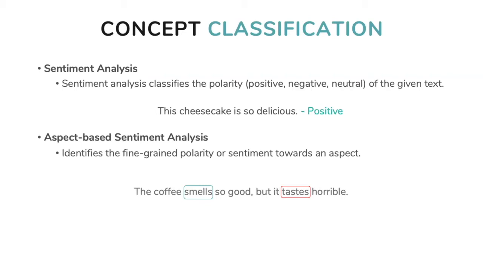On the other hand, aspect-based sentiment analysis is a fine-grained sentiment that allows us to drill down into aspects of the given text. For example, the coffee smells so good, but it tastes horrible. As we can see, there are two aspects in the sentence, which are smell and taste. However, for these aspects, there are two different sentiments, which are positive for smell and negative for taste.